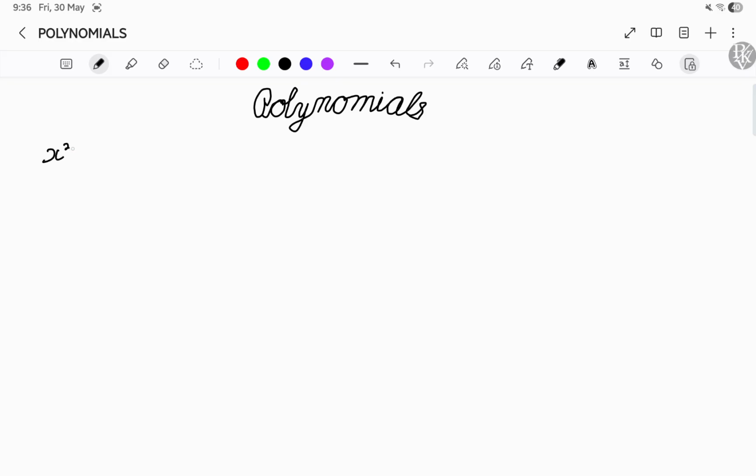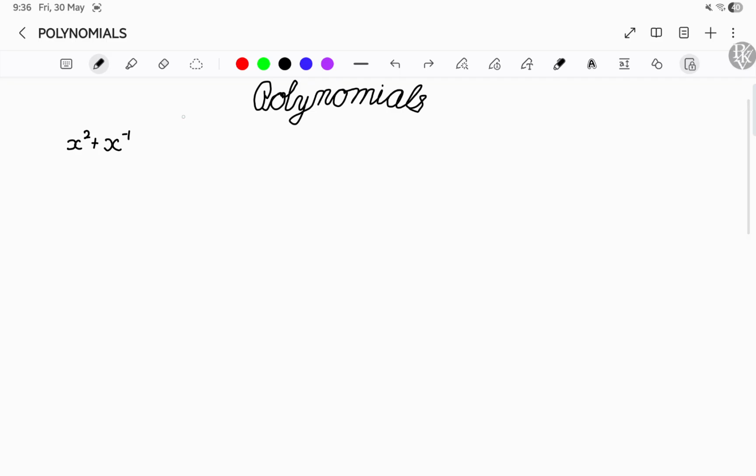Maybe you will be asked x square plus 1 by x. Now you need to watch out here, because this does not mean that the power of x is 1. Okay, 1 by x means x raised to minus 1. 1 by x means x raised to minus 1. But that is negative. For polynomials, we need non-negative integer as the power of the variable. But this is negative, so this is not a polynomial.